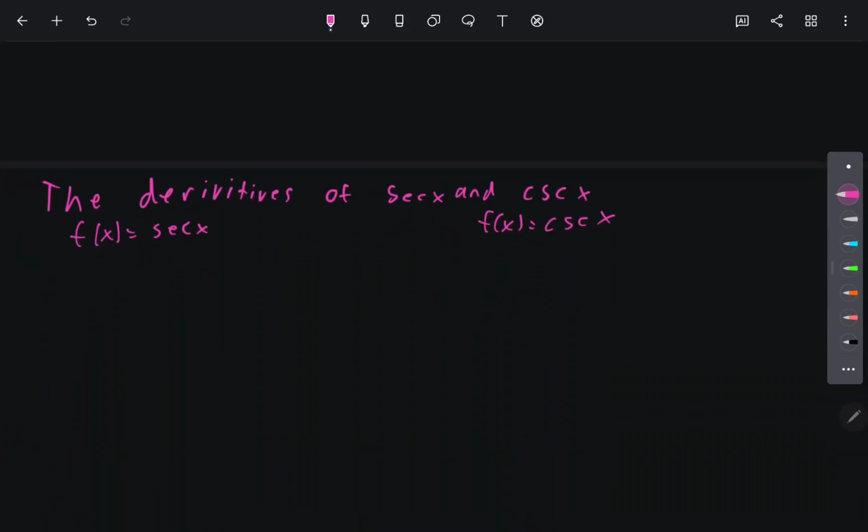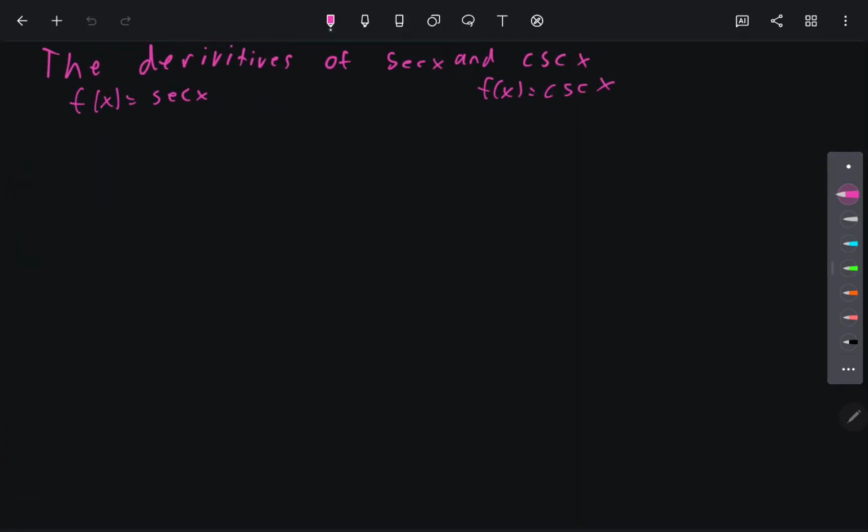Alright, now let's do the derivative of secant and cosecant. Well, maybe we can do it a bit easier. Maybe we don't have to go all the way back to the definition of the derivative. And you would be right. So we can say f of x is going to be a quotient, more specifically, 1 over cosine of x.